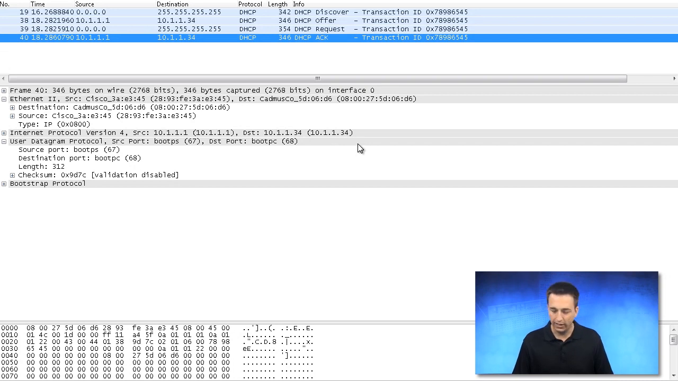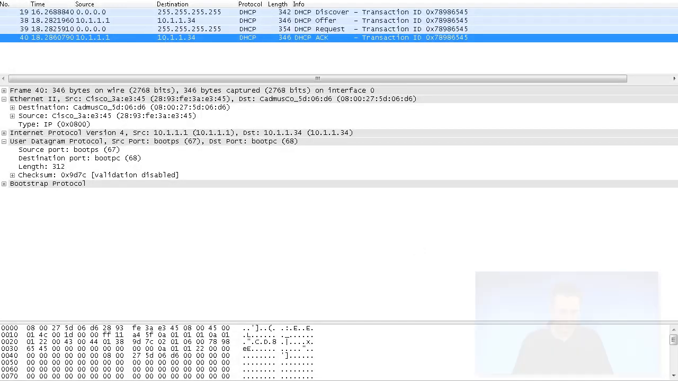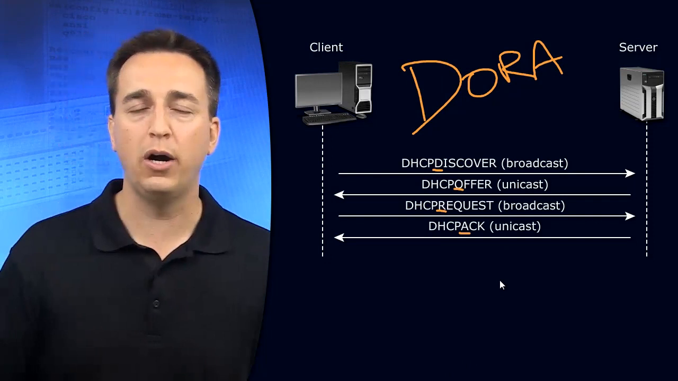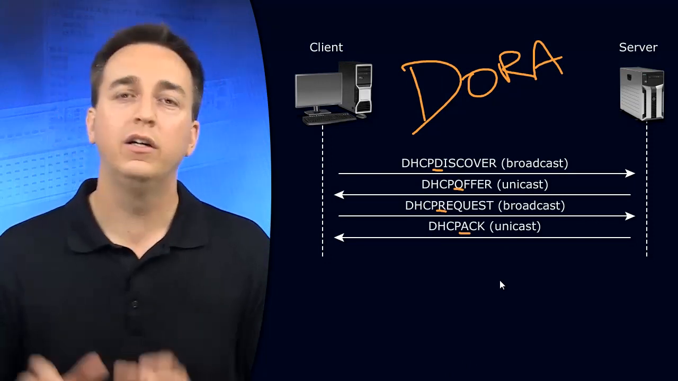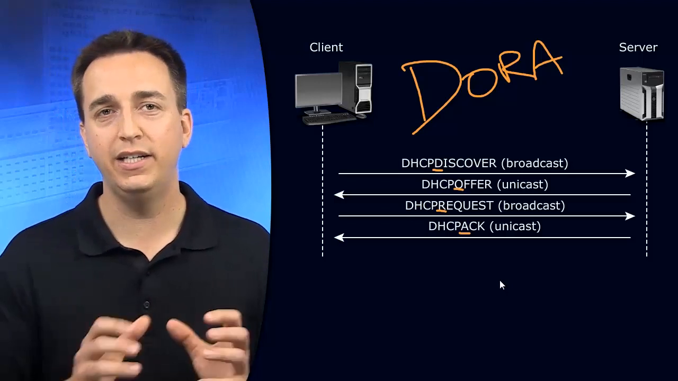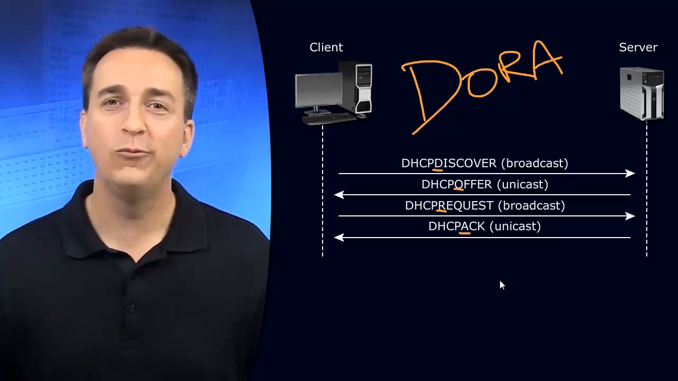So that is the DORA process. And you want to remember DORA. DHCP Discover, which is a broadcast, DHCP Offer, which is unicast, DHCP Request, which is broadcast, and DHCP Acknowledgement, which is unicast.